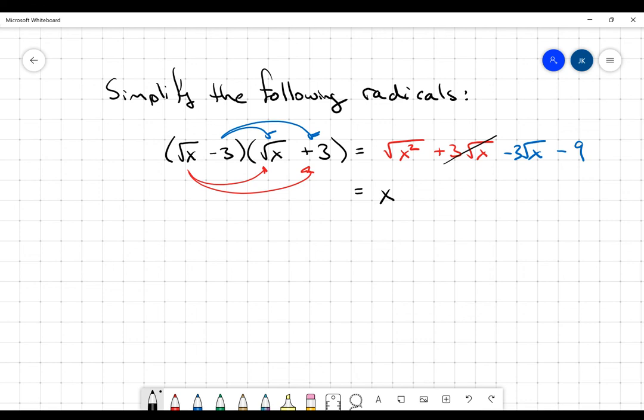3 root x minus 3 root x, those are going to disappear. It's because these are conjugates of each other. And then I'm left with the negative 9, so x minus 9. So multiplying an expression by its conjugate, if it's a binomial, is a good way of removing a radical if it's in one of those terms. And that's a tool that we would use later on in the context of this course.